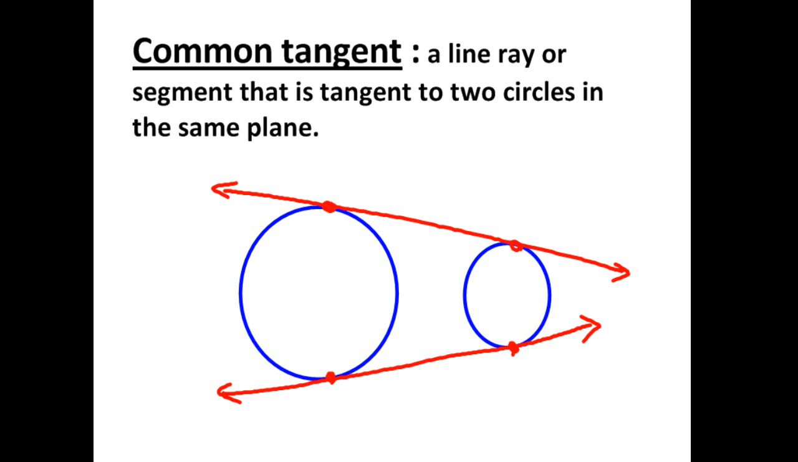There's also two common internal tangents to these circles. They would look something like this. They hit the circles at just one spot, and one going the other direction. It would hit the circles, again, only at one location.